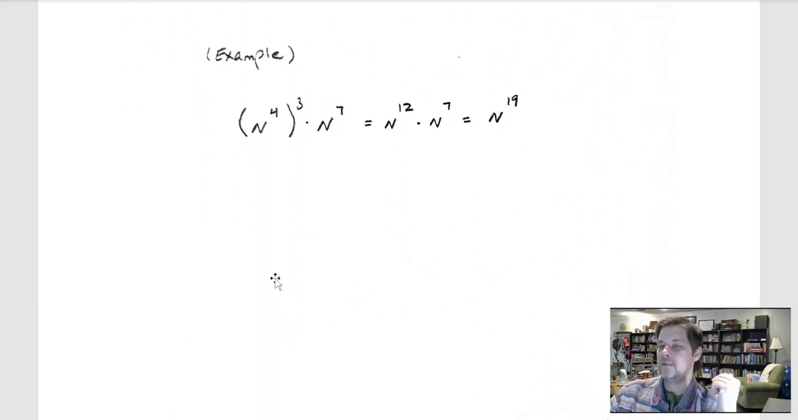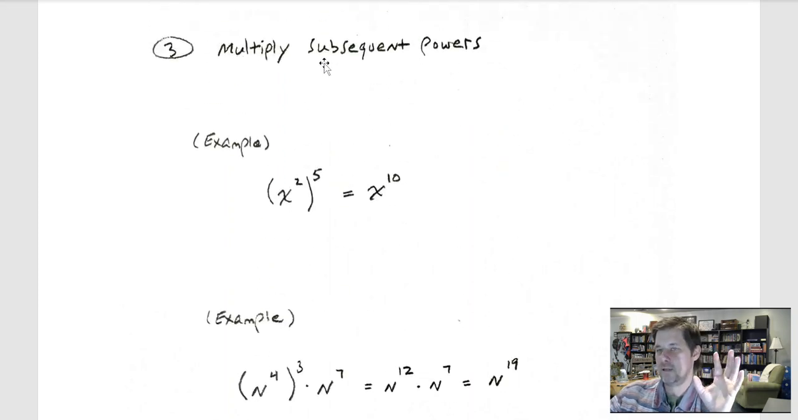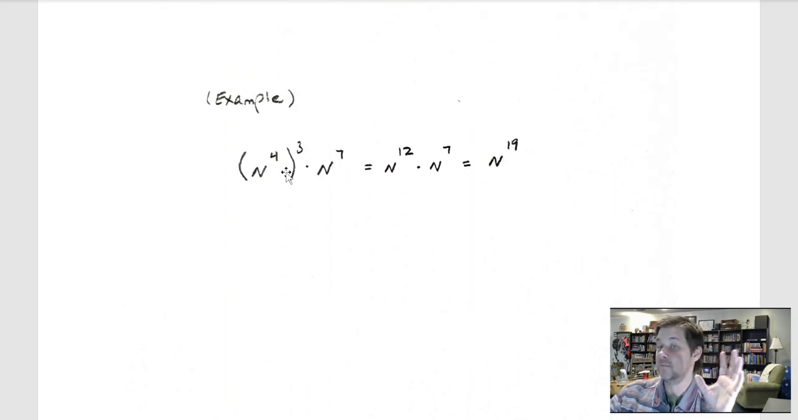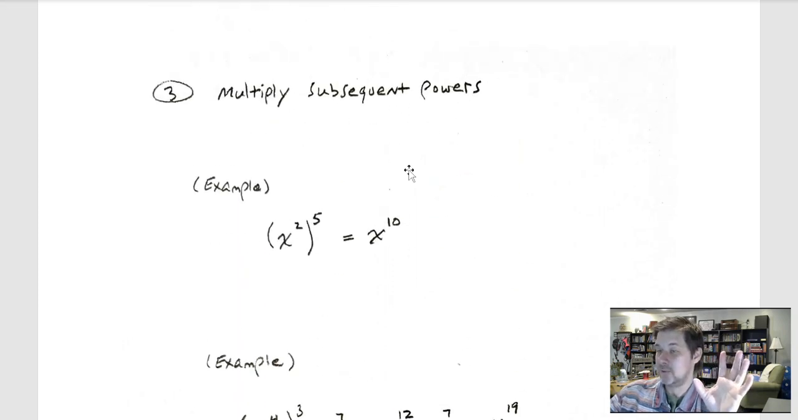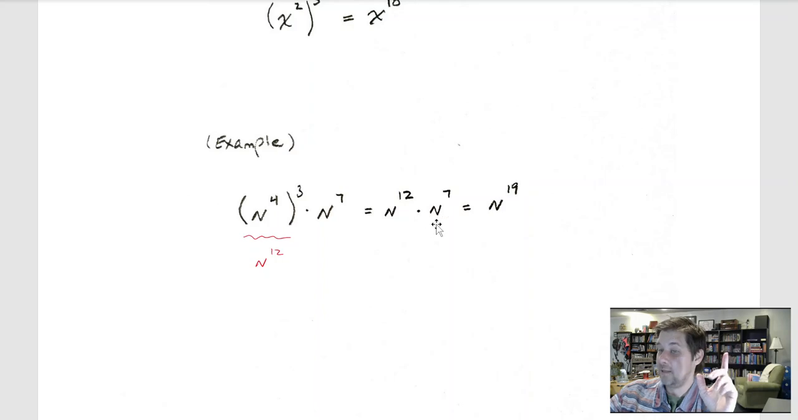And let's see one that's a little bit of everything. So here are two different rules. One of them is the one I'm just talking about, that we multiply subsequent powers. What is n raised to the 4th power then raised to the 3rd power? Well, you see I have it written over there that it's n to the 12th, but just that part is n to the 12th because 4 times 3 is what we should apply there for the exponent. You multiply subsequently applied powers, and then I have that times n to the 7th.